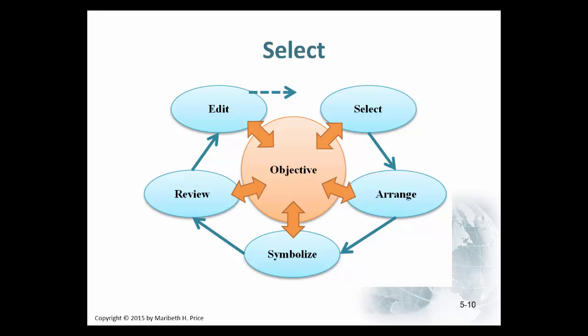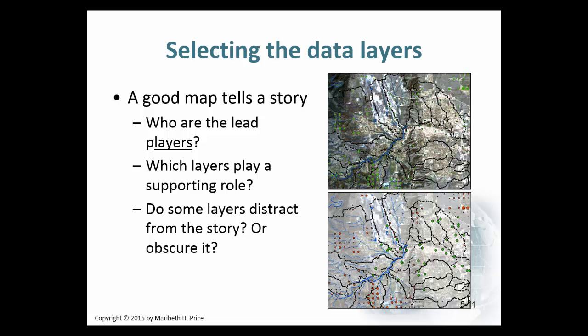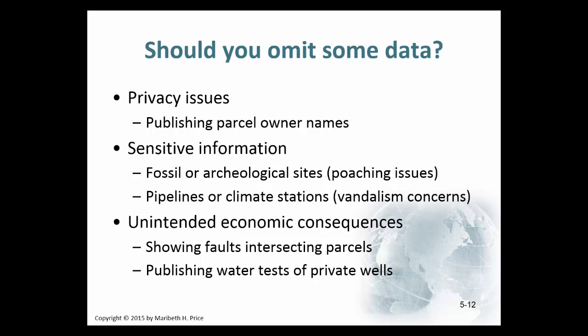Next, we consider selecting the data. A good map will tell a story where everyone can recognize the lead and supporting characters with very little distraction from the story. Some situations warrant your omitting data from your map, such as privacy issues, sensitive data, and unintended economical consequences.